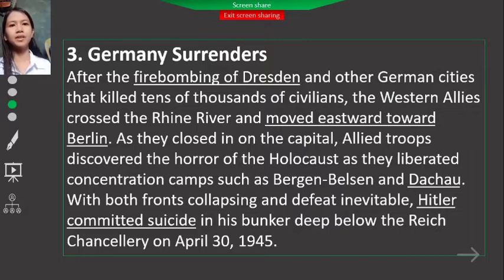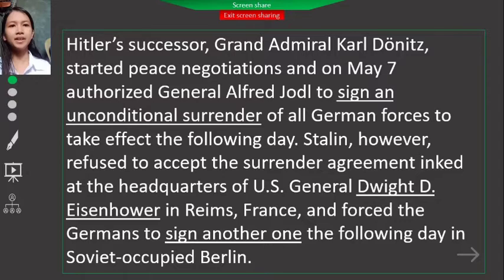With both fronts collapsing and defeat inevitable, Hitler committed suicide in his bunker deep below the Reich Chancellery on April 30, 1945. Hitler's successor, Grand Admiral Karl Donitz, started peace negotiations and on May 7 authorized General Alfred Jodl to sign an unconditional surrender of all German forces to take effect the following day.